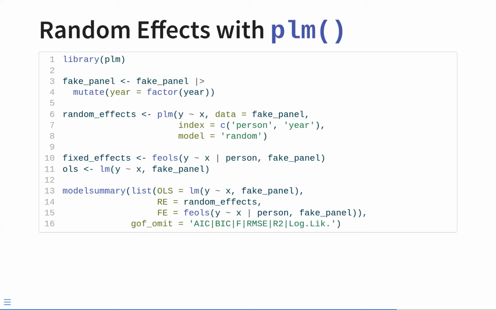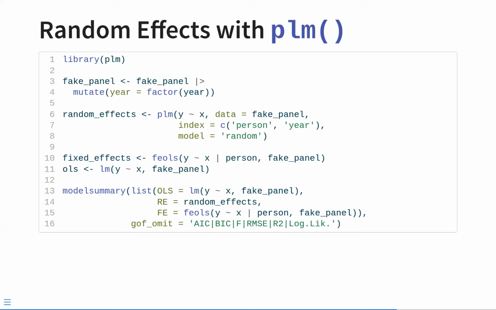Now I will run in line 6 my random effects regression, which I will store in an object called random effects. I'm going to use the plm command from the PLM package. I specify my formula, y tilde x. I specify my data set. And then I specify my index. The index is going to show me which is the unit identifier, the i index, and that's person, and which is the t index, that's year. Now I'm setting model equals random. That's going to give me random effects.